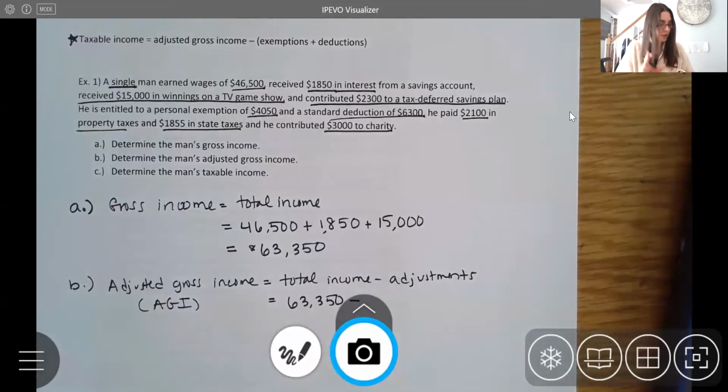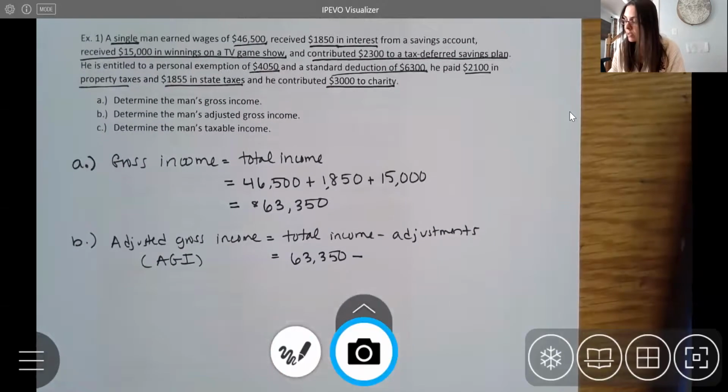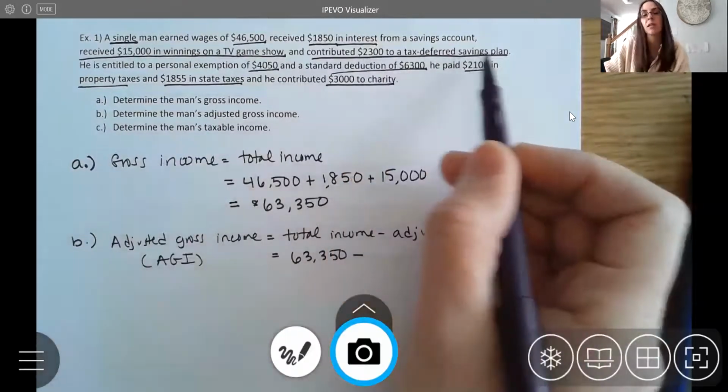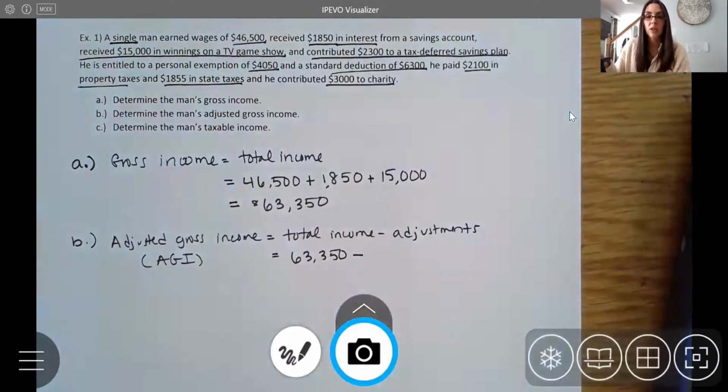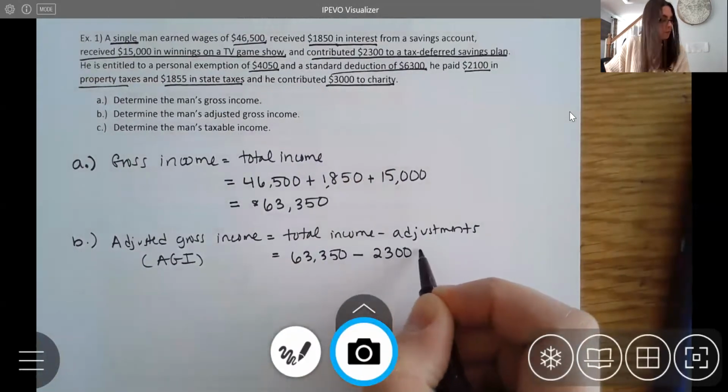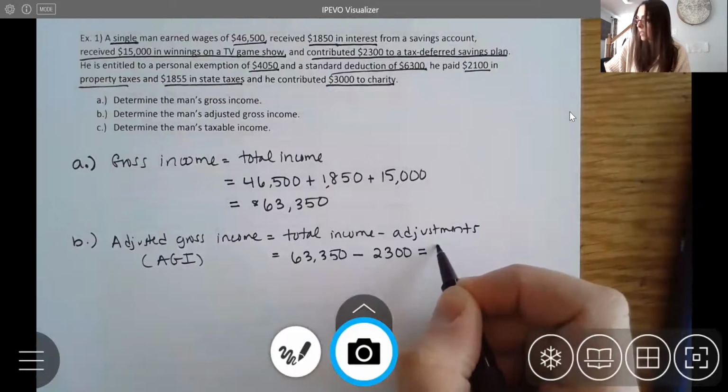So your specific adjustments tend to be payments to retirement accounts, tax deferred savings plan, interest on student loans, and alimony payments. So here I do see that he contributed $2,300 to a tax deferred savings plan. That is an adjustment. So I'm going to subtract out that $2,300. And I get $61,050.